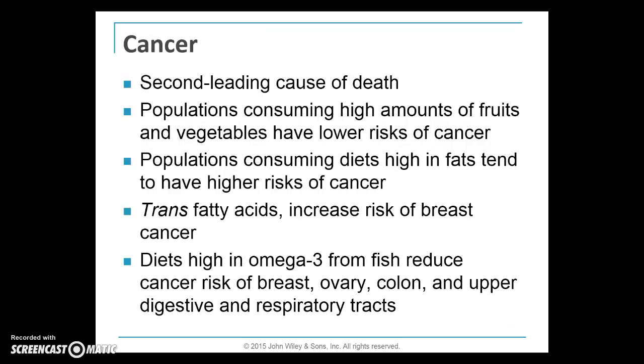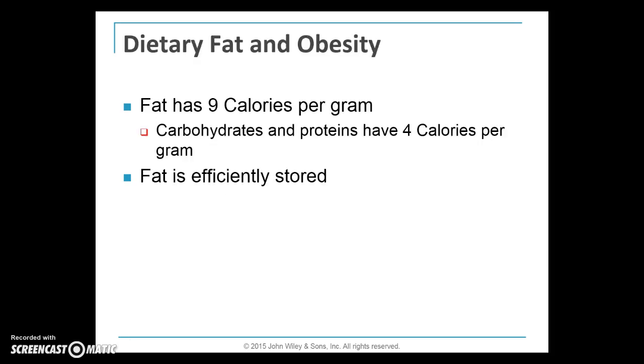Cancer is the second leading cause of death. We find that populations consuming high amounts of fruits and vegetables have lower risks of cancer versus populations that don't. Trans fatty acids increase your risk of breast cancer, and we know that diets high in omega-3 from fish and really any omega-3 help reduce our risk of breast cancer, ovary, colon, and upper digestive and respiratory tracts.